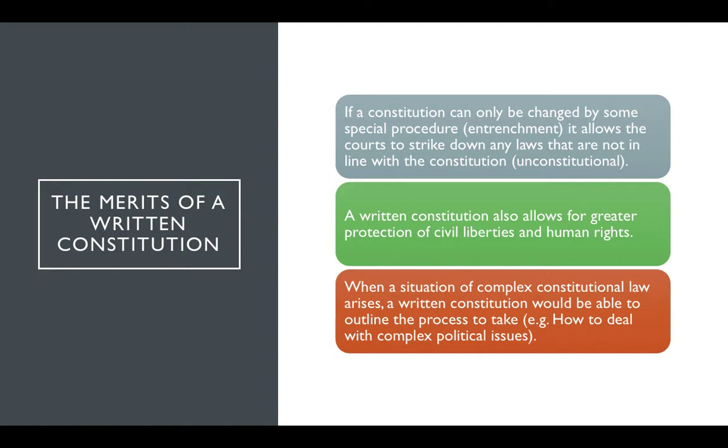When a situation of complex constitutional law arises, a written constitution would be able to outline the process to take. So, for example, if there was a complex political issue going on, the constitution, which is written down in one place, would be easy to look at and to decide what to do with it. Okay? So, an example I would give is the idea of Brexit in the UK.